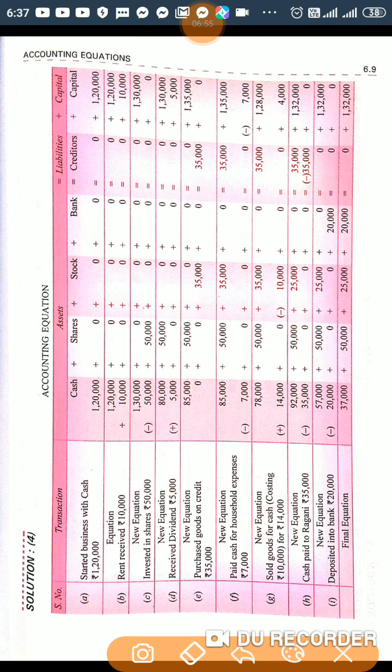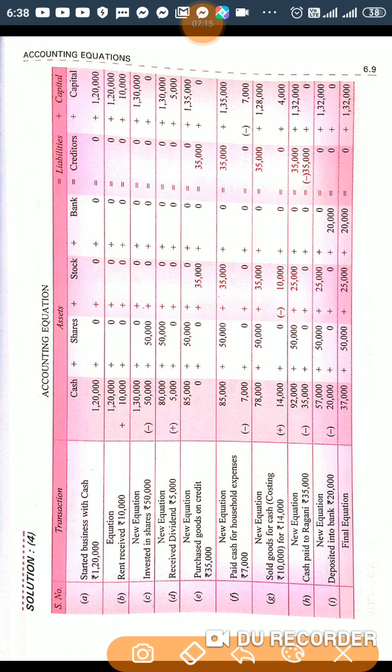Now the new equation is: cash becomes 85,000, shares remain the same 50,000, stock 0, bank 0, creditor 0, and now capital becomes 1,35,000. If you add both the sides, you get to know that both the sides are showing 1,35,000 as a total.